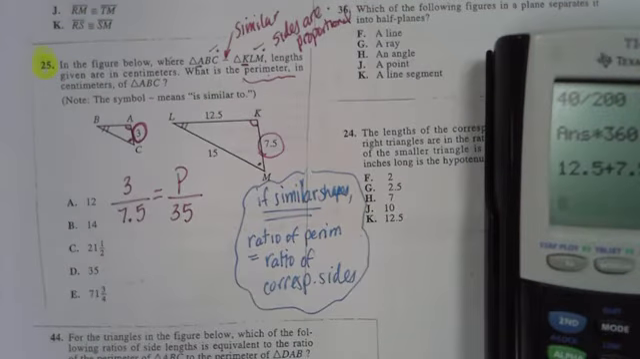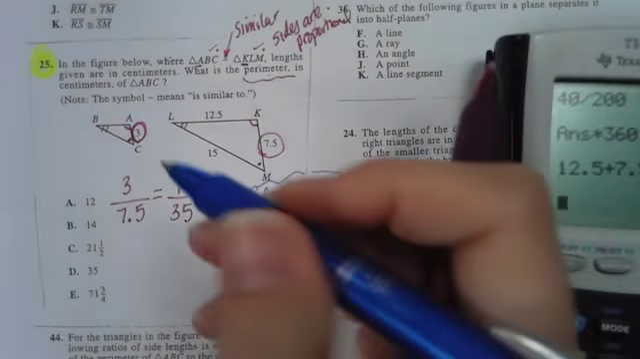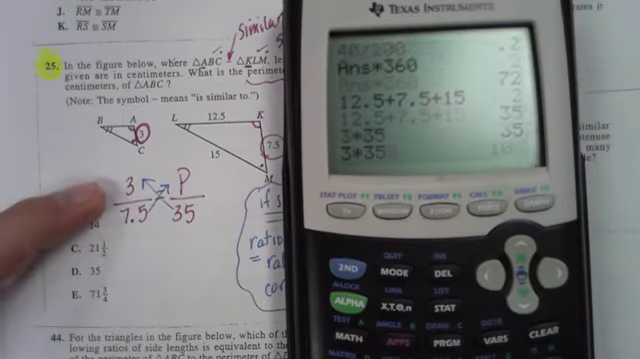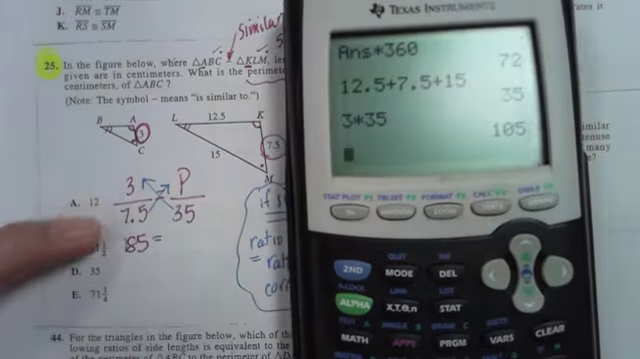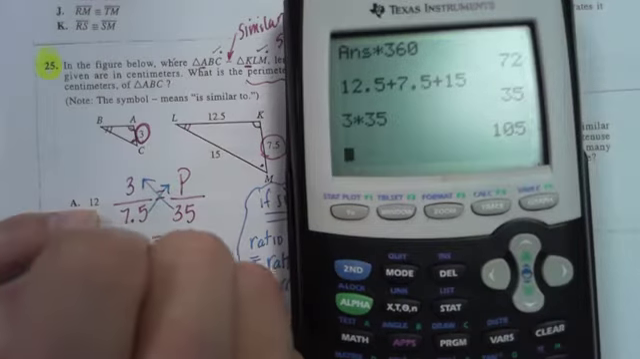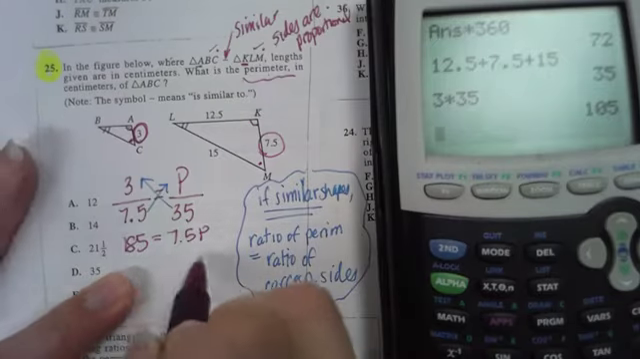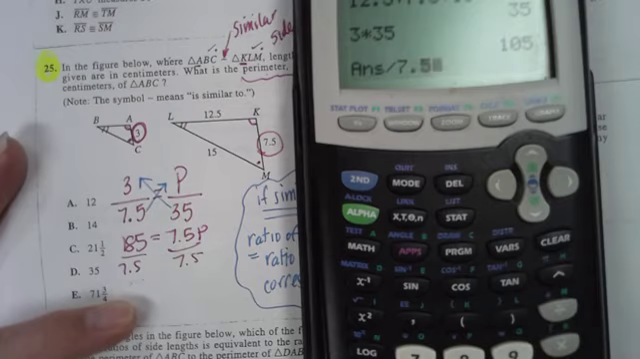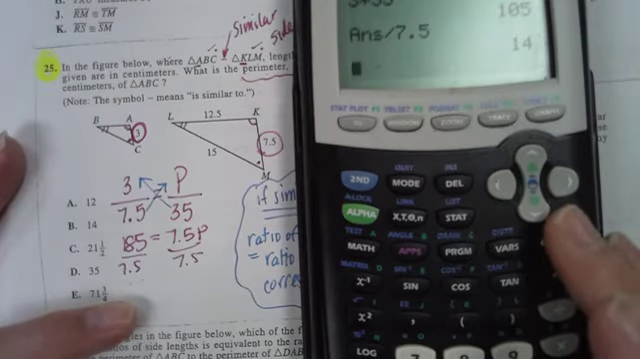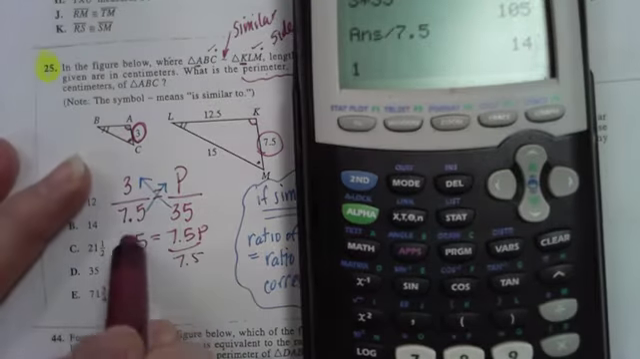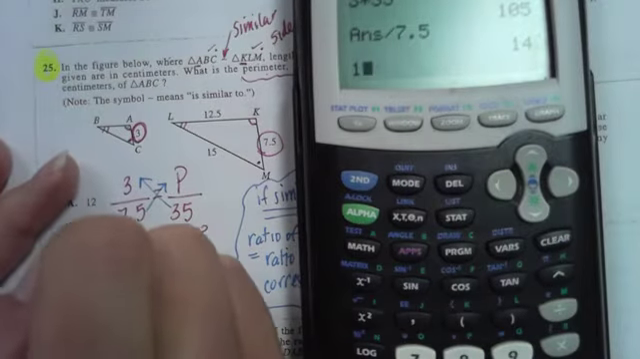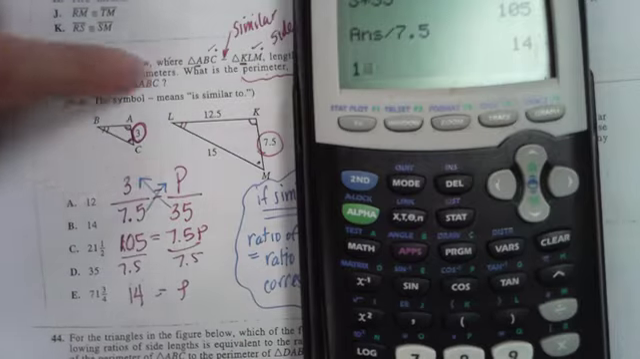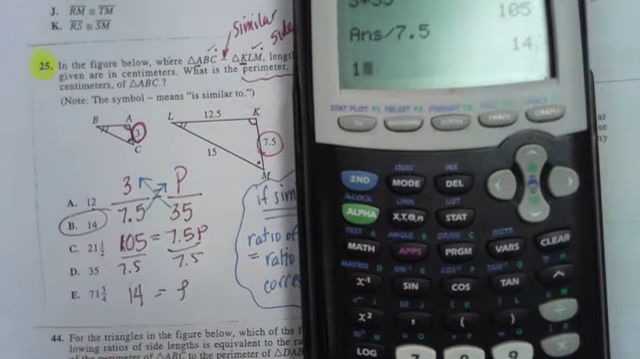And how do you solve a proportion? Cross multiply. Get rid of those denominators by multiplying. 3 times 35 is 105. And 7.5 times P is 7.5P. And then we could divide by 7.5. Oh, 105. That's weird. It's 105, not 185. Yep, thank you. I totally read that wrong. 105, not 185. Divided by 7.5 is 14. So the perimeter of this little triangle is 14.